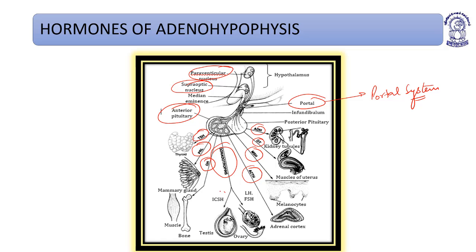Gonadotropins are of two types: interstitial cell stimulating hormone, which is luteinizing hormone, and follicle stimulating hormone. Interstitial cell stimulating hormone activates the interstitial cells of the testis to secrete testosterone, and LH and FSH stimulate the ovary to secrete estrogen and progesterone.